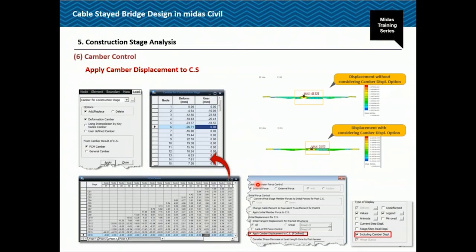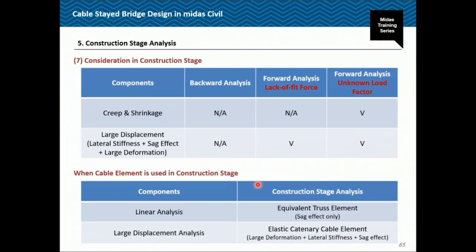and you can apply this camber displacement to construction stages and check whether the level 0 is reached or not. So considering construction stage, creep and shrinkage, forward analysis, lack of fit will not be able to consider creep and shrinkage, but it will consider the large displacement. So lack of fit would be useful for steel bridges, but for concrete bridges you can go for unknown load factor, where it will consider both.